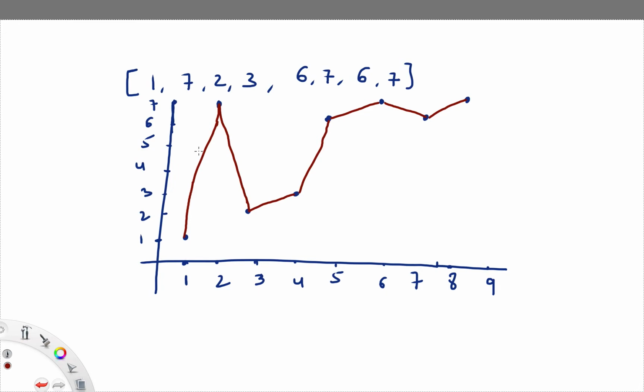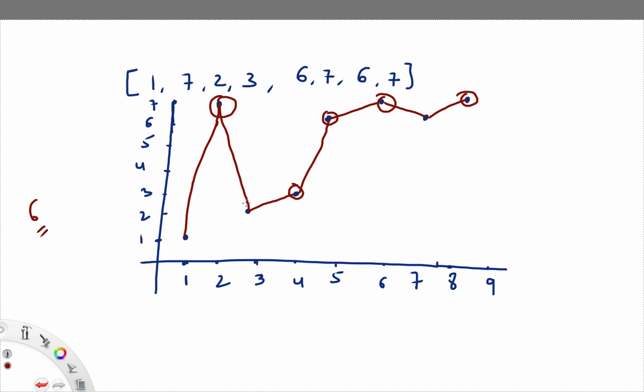Whenever we have a peak, we can calculate the margins over it, right? So we can calculate the margins over the individual peaks. For example, what is my margin from 1 to 7? The margin is 6.